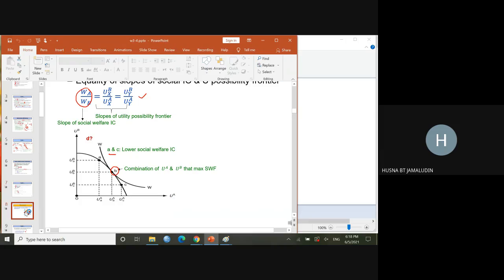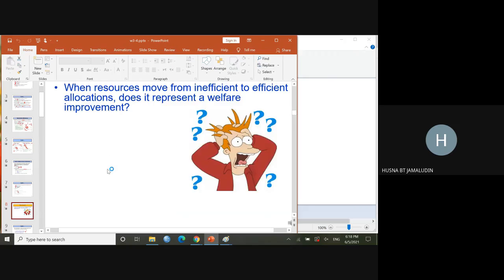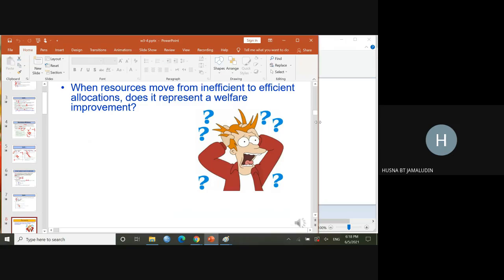I have explained this to you just now. So my question is, when resources, you can see my screen, right? I purposely made it large. When resources move from an inefficient to an efficient allocation point, does it represent a welfare improvement? Or it doesn't represent a welfare improvement because we are moving from an inefficient point to an efficient point? Anyone? Does it represent a welfare improvement?